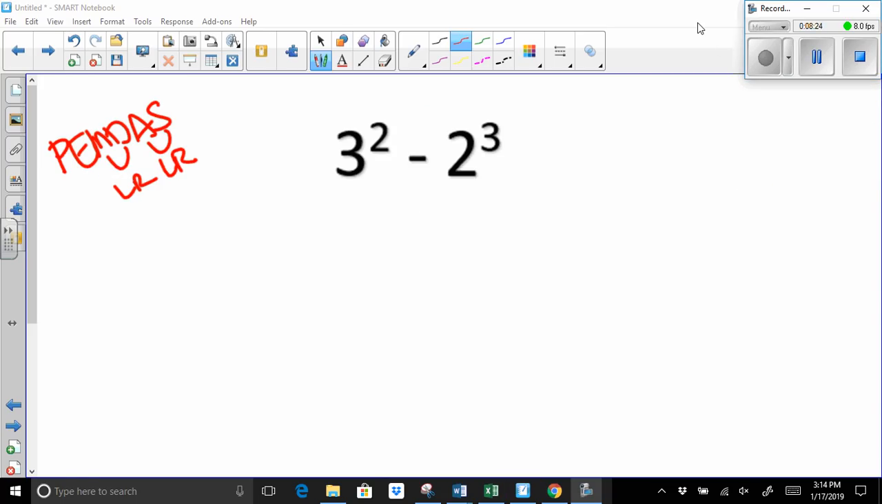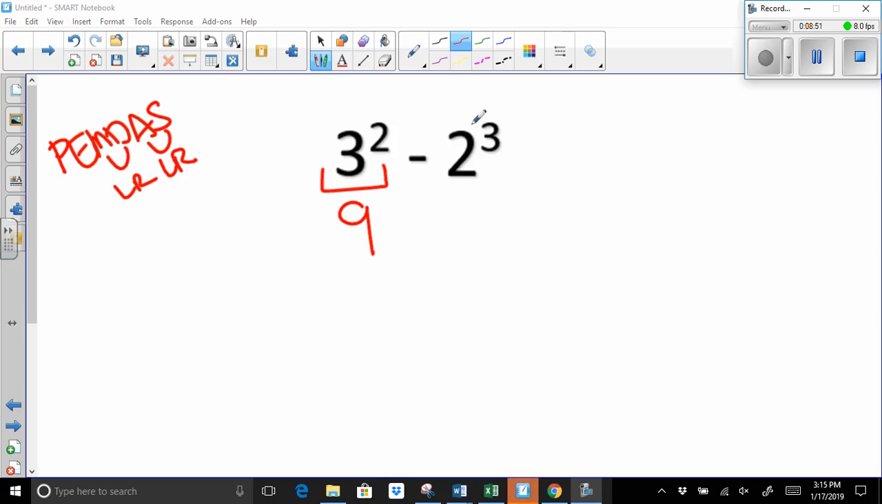For our last problem, we've got 3 squared minus 2 to the 3rd power. So following order of operations, I don't have any parentheses, but I do have exponents. So I'm going to take care of this first exponent. 3 squared is not the same as saying 3 times 2. This 2 is saying, hey 3, you need to multiply by yourself twice. So that's like saying 3 times 3. And 3 times 3 is 9.